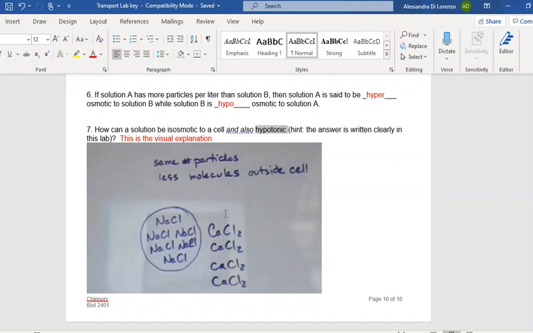But we're talking about different concentrations of the molecules themselves, because you have more molecules of NaCl inside the cell and fewer molecules overall of calcium chloride outside the cell. And so this solution outside the cell is hypotonic, right? It's hypotonic because the molarity of this is less. Okay, so that's it. I hope that you guys understand this. It's not that difficult, I guess, after hearing the explanation.